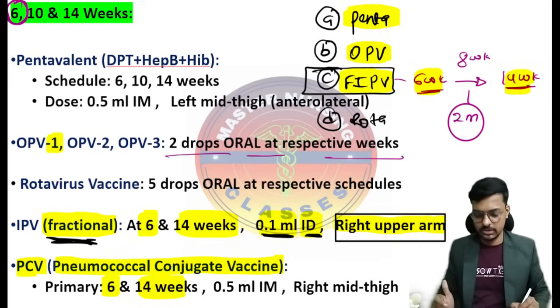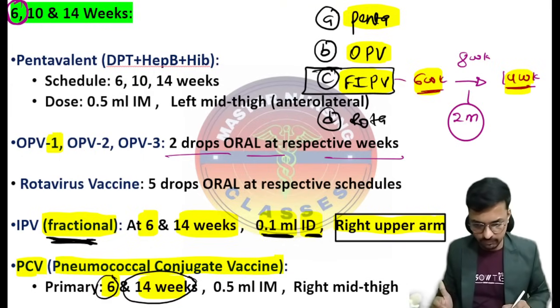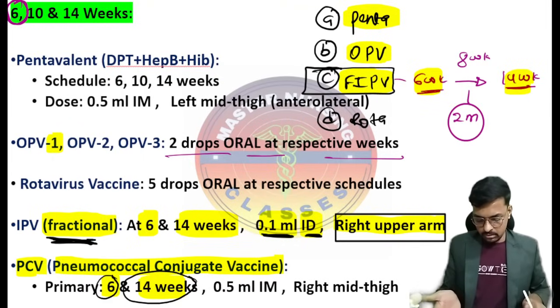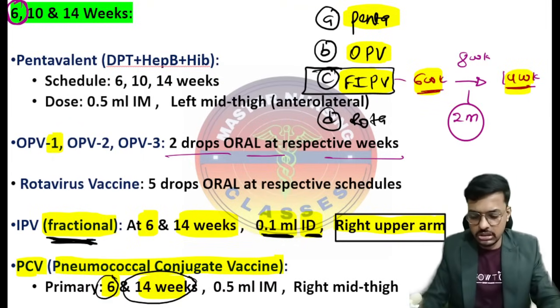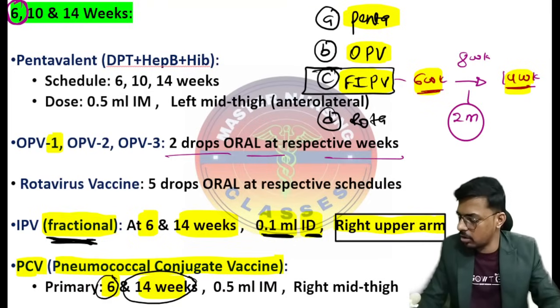pneumococcal conjugated vaccine. The first dose we are giving at 6 weeks, and the second dose at 14 weeks, and I will tell about the booster dose also. Don't worry. Now tell me, this pneumococcal conjugated vaccine is given for protection against which disease? Please mention your answer. There are still lots of updates we need to study on the immunization schedule that are pending.